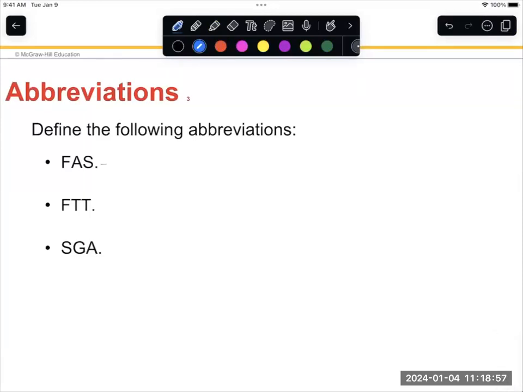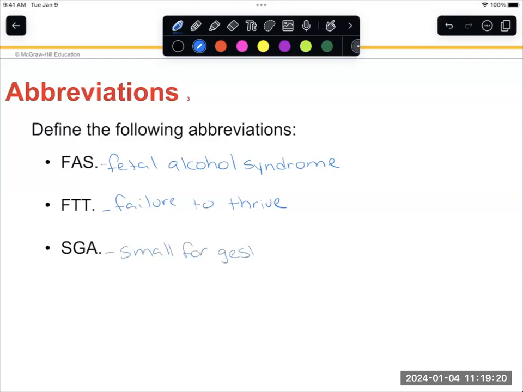So FAS, fetal alcohol syndrome. FTT, failure to thrive. SGA, small for gestational age.